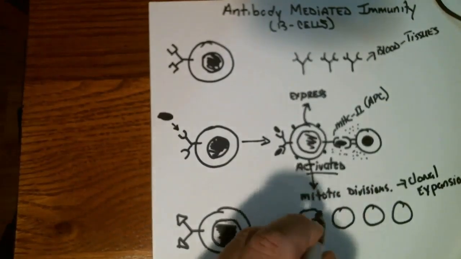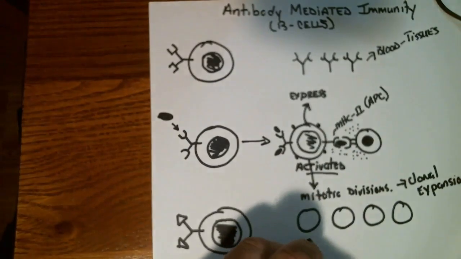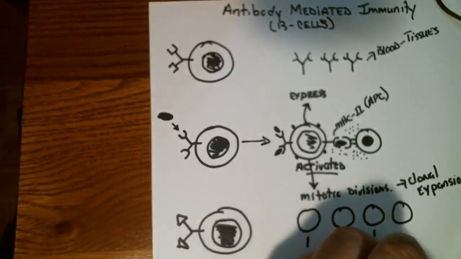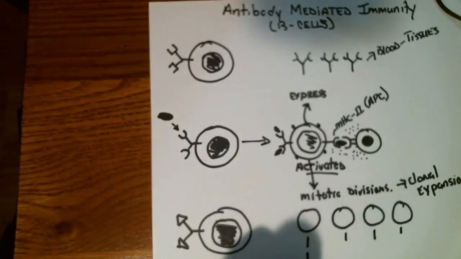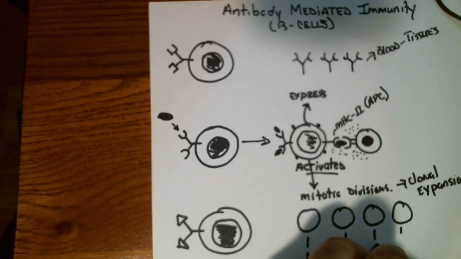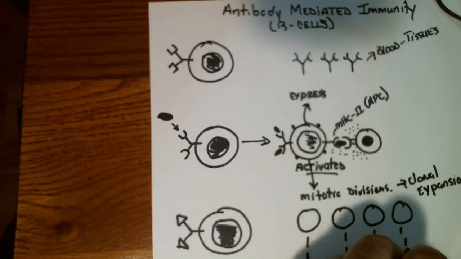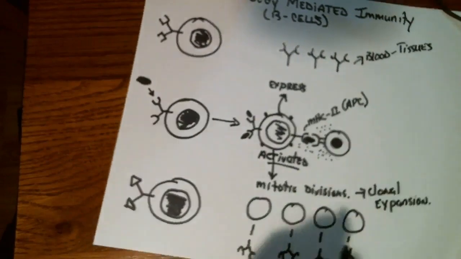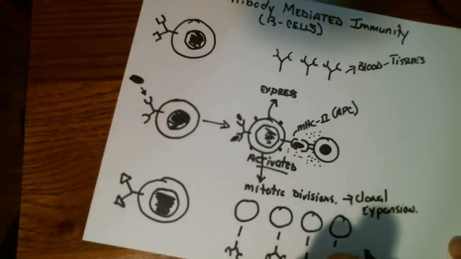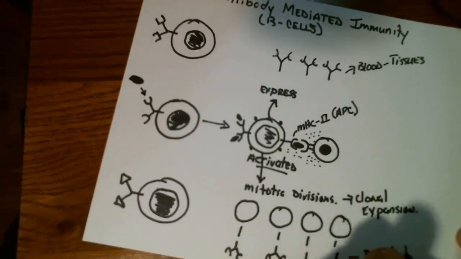Now, what will happen? Just like this one, these cells will now go on to produce antibody. What antibody? The same antibody that the original B cell was producing. Those antibodies will then be released into the blood and travel to the tissues.